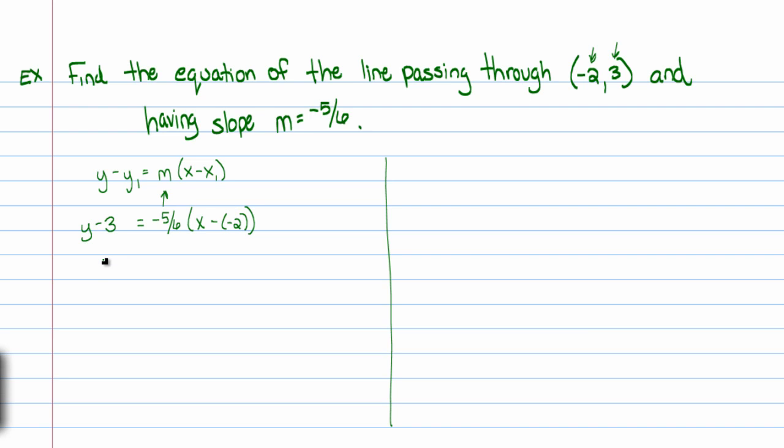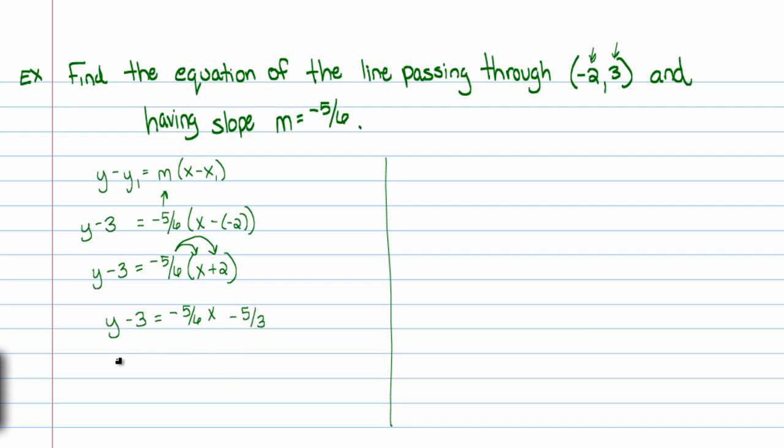And you can see that we get the equation y minus 3 is equal to a negative 5/6 times x plus 2. Now, often people don't like equations handed to them like this. They like it solved for a variable. So let's clean this up. Go ahead and distribute the negative 5/6 on through here. So I get y minus 3 is equal to a negative 5/6 x minus 5/3.